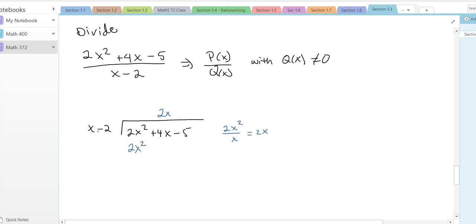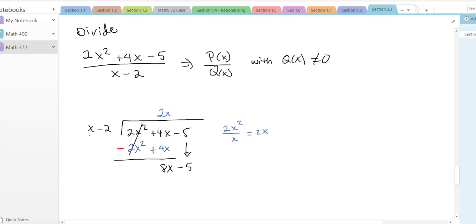So multiply 2x times x is 2x squared. 2x times a negative 2 is negative 4x. And we subtract. When you subtract, carry your negative through, so that's going to become a plus. And so when we add them, these cancel, and 4x plus 4x is 8x. Remember, it was a negative 4x, but because we're subtracting, you're essentially doing minus and minus, which becomes a plus. And now bring down the negative 5.